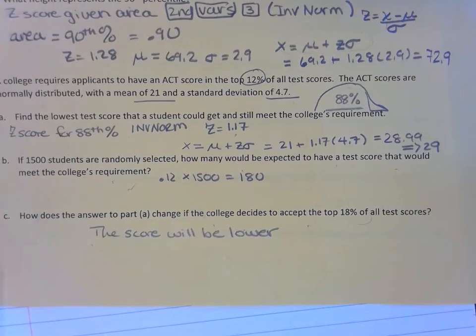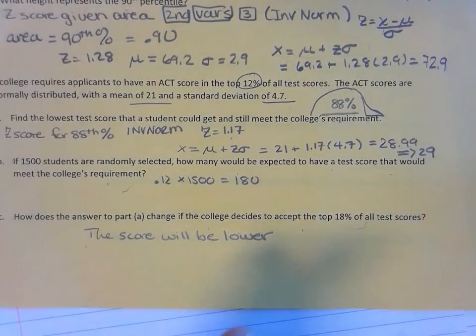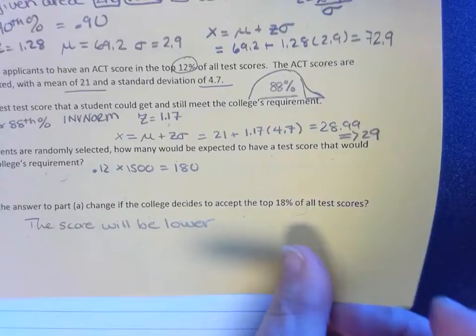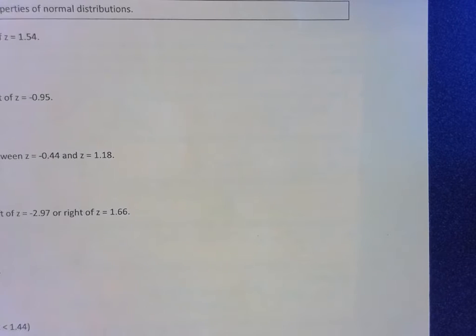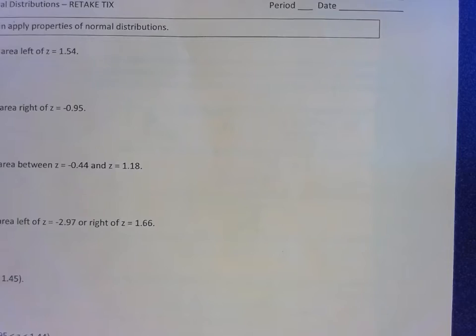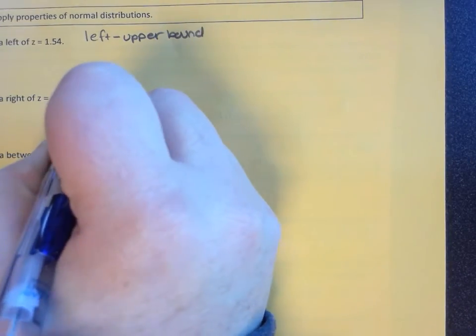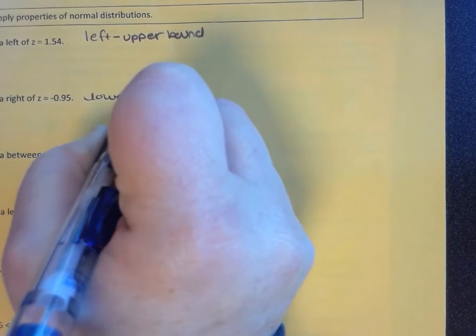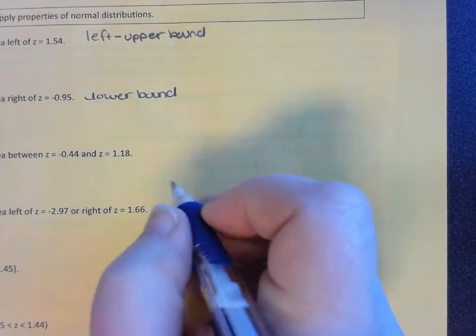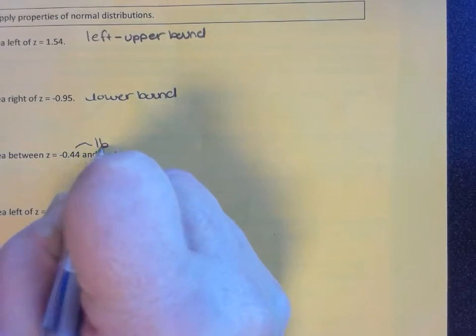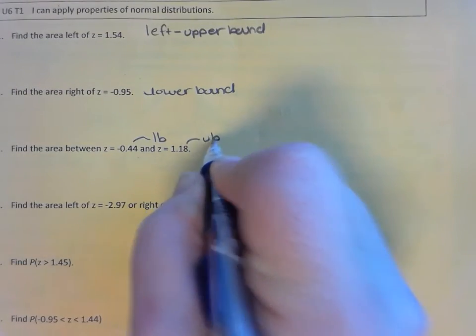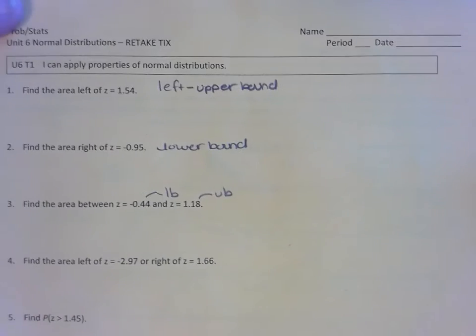So in our other retake ticket of Part 1, we've kind of already done that. But we want to find the area to the left. What's so nice about this is it's telling us area to the left, area to the right. So left means upper bound, right? The right is a lower bound. And then between, this is going to be your lower bound, and this is going to be your upper bound. And then, okay, so let's go ahead and do a few of these.